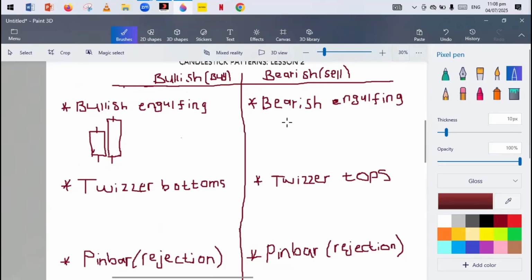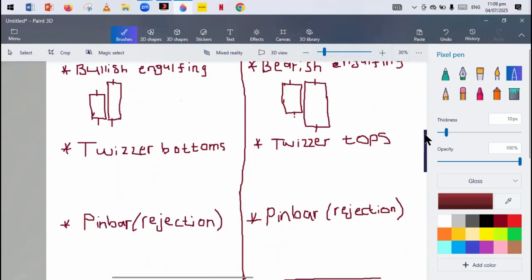And then in a bearish market, we are going to have a bearish engulfing. That one indicates that now sellers are in control and they are ready to move.